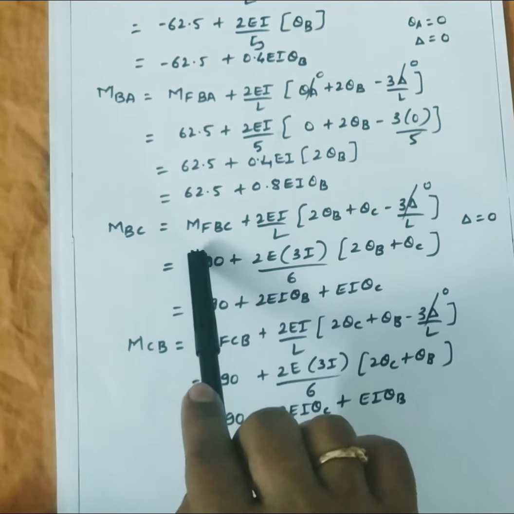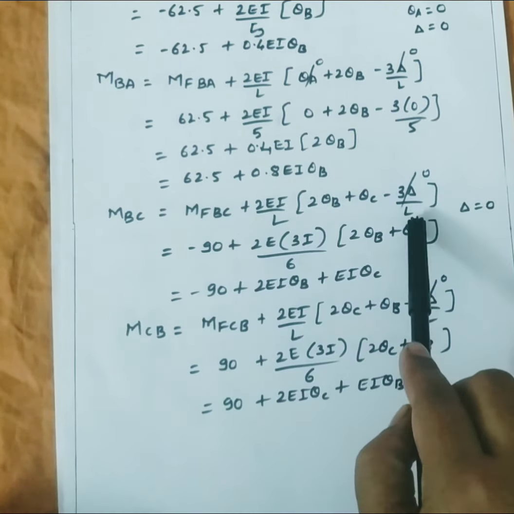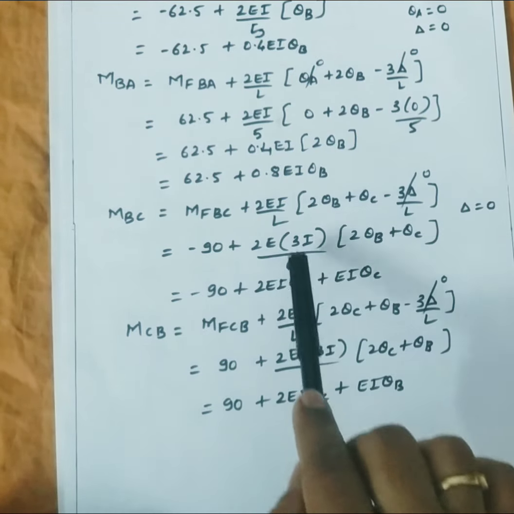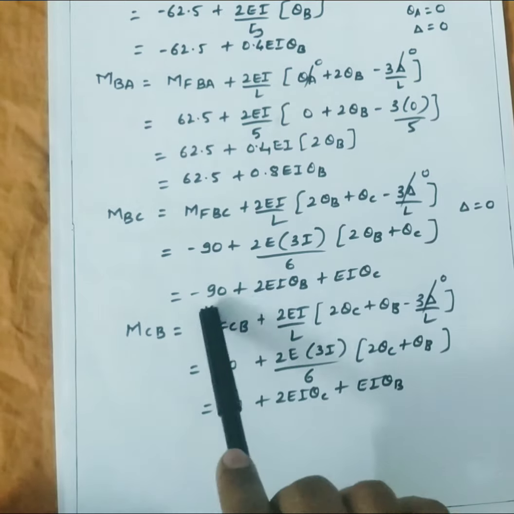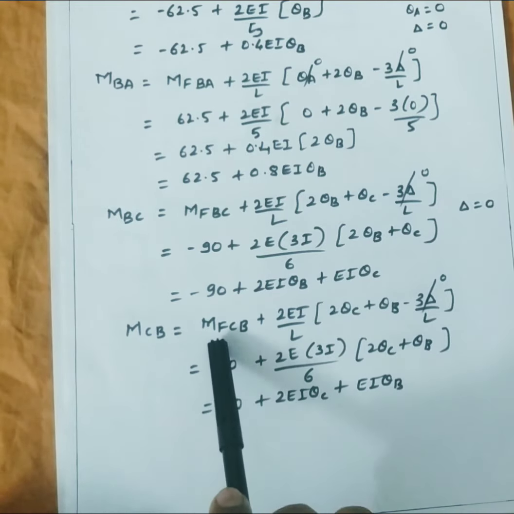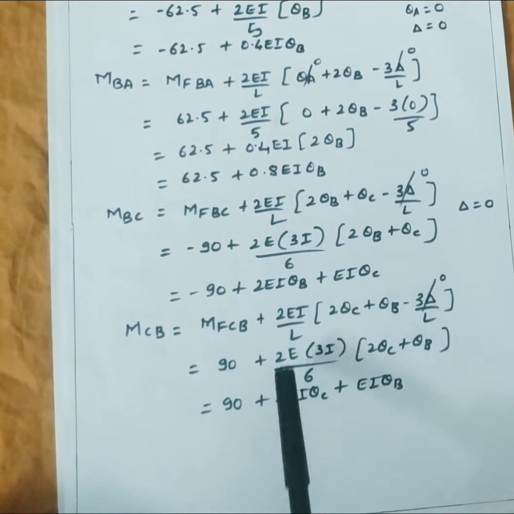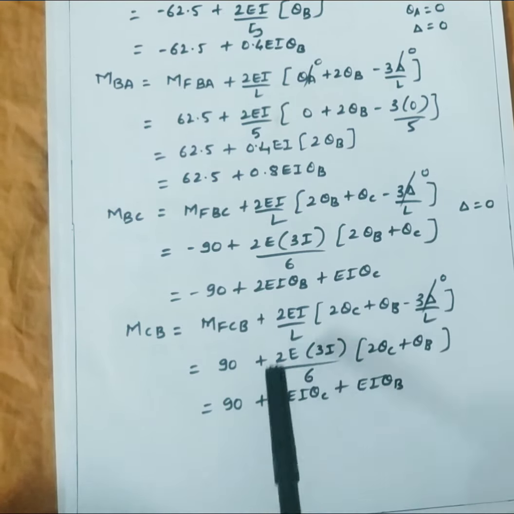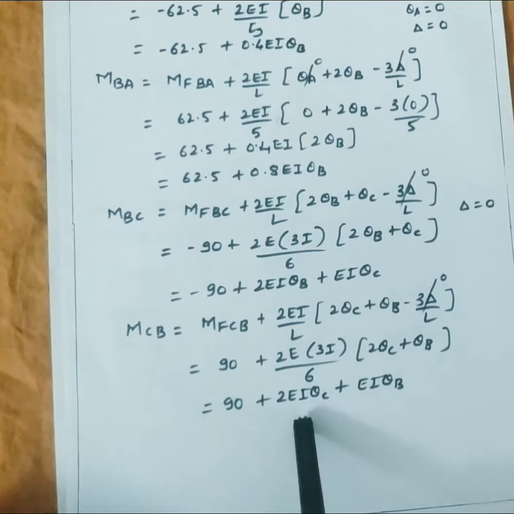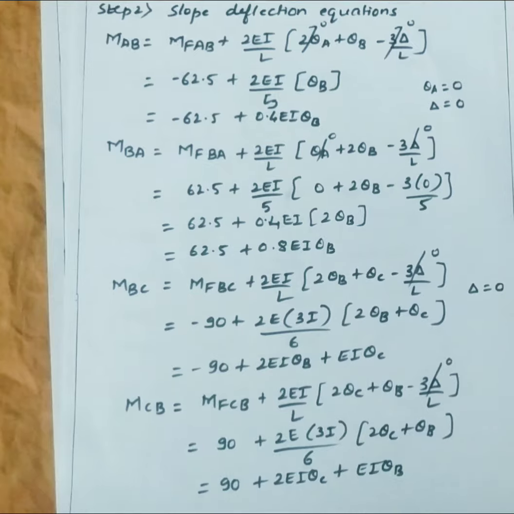So MBC equal to MFBC plus 2EI by L, 2 theta B plus theta C minus 3 delta by L. Delta is 0, minus 90 plus 2E into 3I by 6, 2 theta B plus theta C, minus 90 plus 2EI theta B plus EI theta C. And MCB equal to MFCB plus 2EI by L, 2 theta C plus theta B, and the delta term is 0. In place of I, substituting 3I, and span is 6 meters and MFCB is 90. So we get 90 plus 2EI theta C plus EI theta B. So these are the various slope deflection equations.